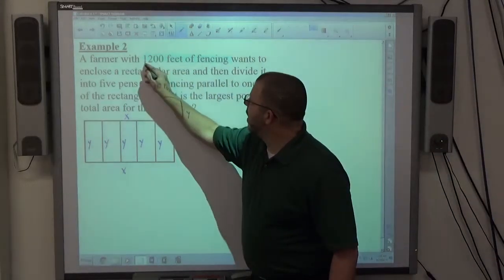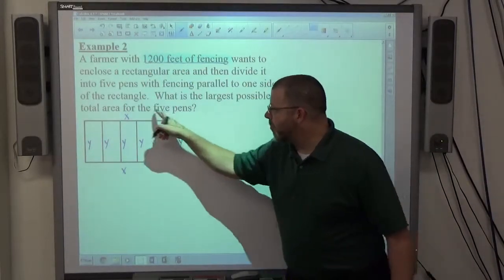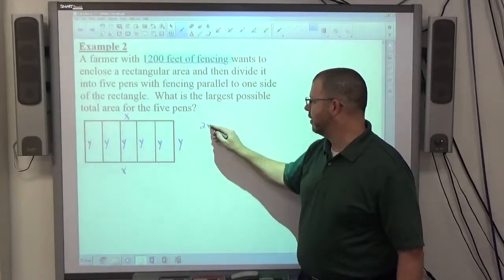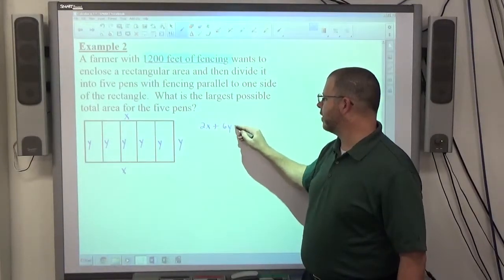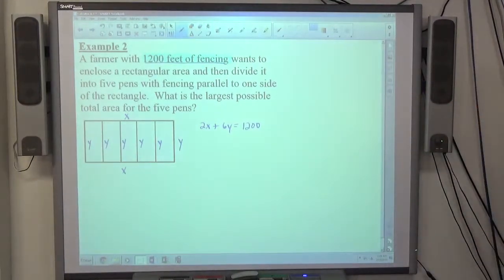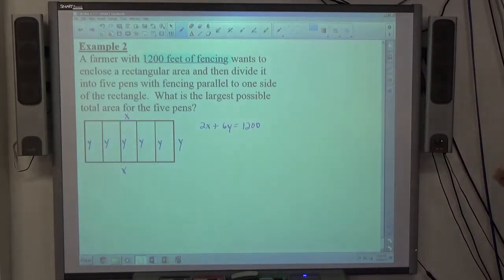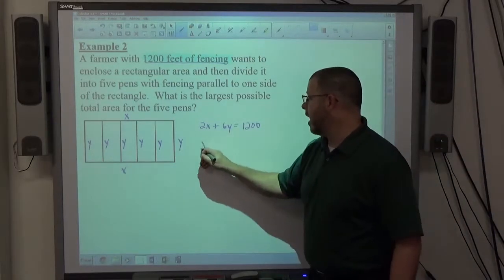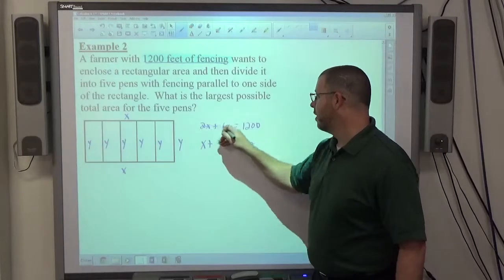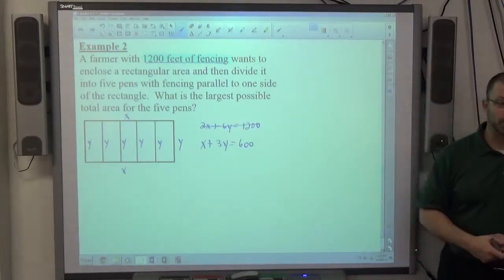The 1,200 feet of fencing simply tells me that if I add up all this stuff, it's going to be 1,200, right? So there's 2 x's and there's 6 y's to make a total of 1,200 feet of fencing. This doesn't happen always, but notice 2, 6, and 1,200 all divided by 2. That is legal, you can do it. So x plus 3y is equal to 600 is also true. Numbers are smaller, so it's easier.